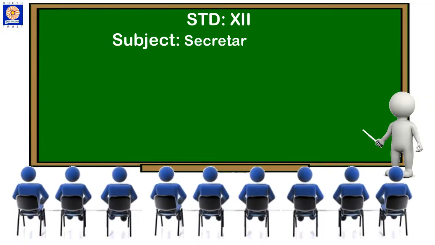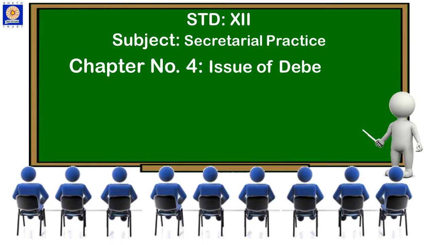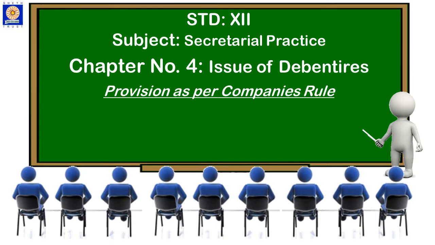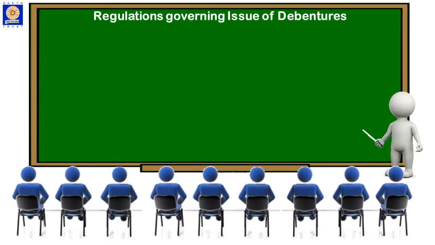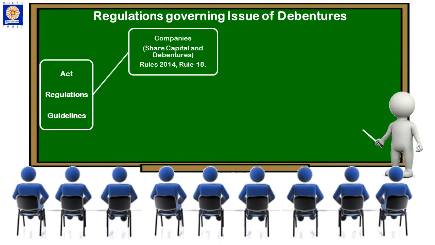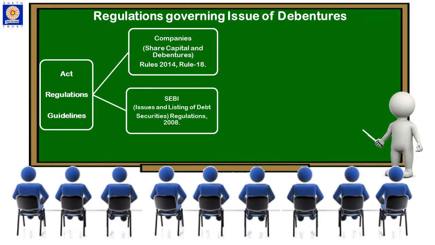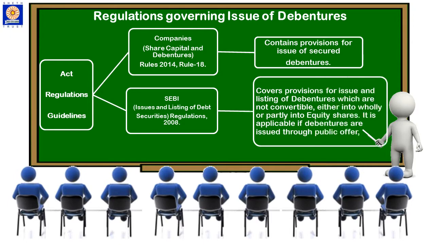This video lecture is for 12th standard students and our today's topic is provisions as per Companies Rules and SEBI for issue of debentures. In the previous lecture, we have seen the provisions related to the Companies Act 2013 for issue of debentures. In this video lecture, we'll see the Companies Rules 2014, Rule number 18 for issue of secured debentures, and the SEBI Regulations 2008 for issuing non-convertible debentures.